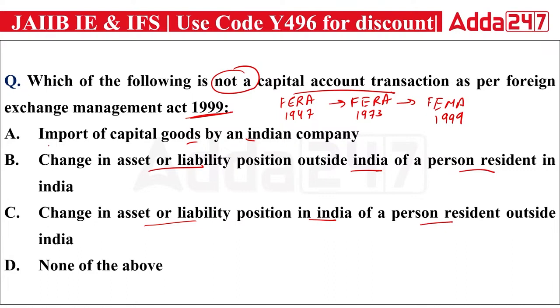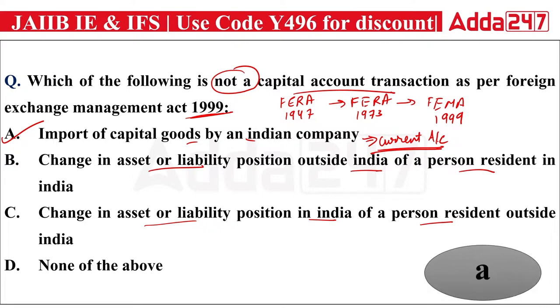And the right answer is actually A, because export import is a part of the current account transaction of your balance of payment. One-sided transaction, unilateral transaction also comes under the current account. So capital account covers the assets and liability. But when it comes to export import, that will come under the current account. Right answer is your A option. Capital account transaction will not cover your import of capital.